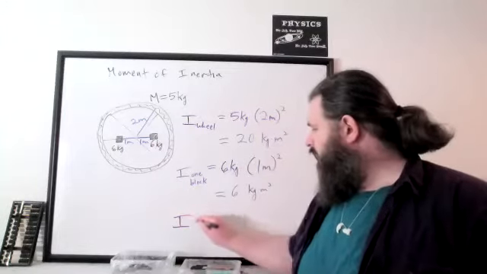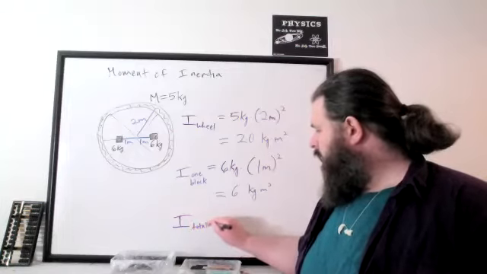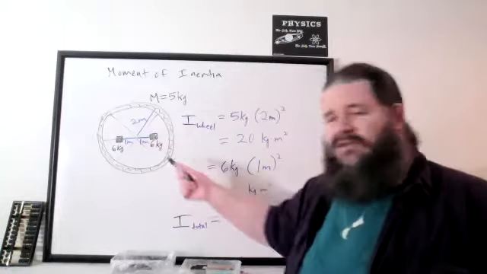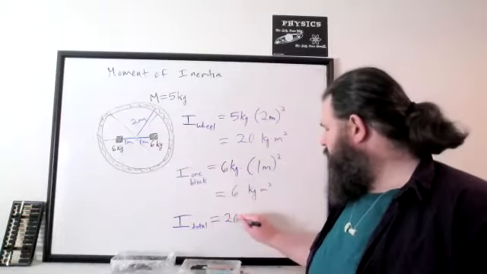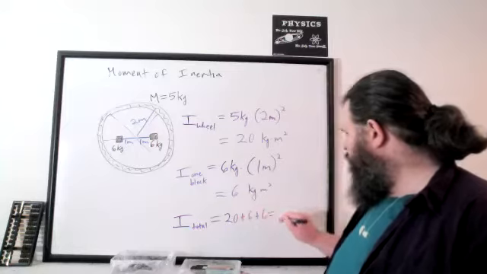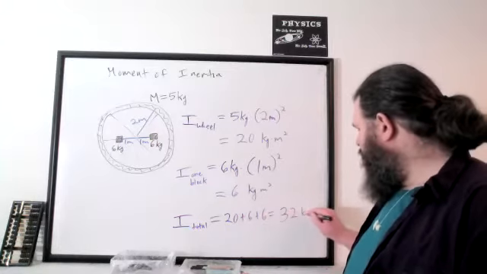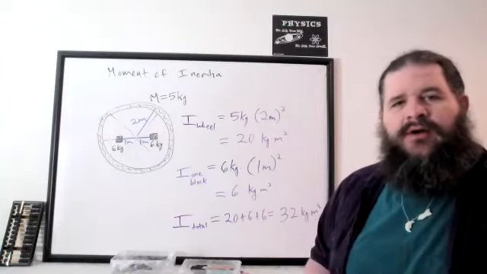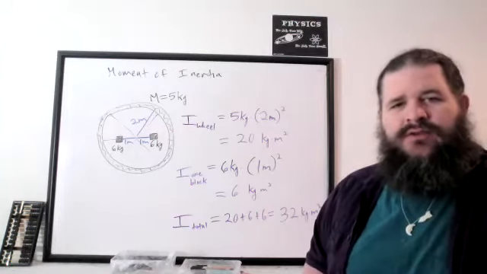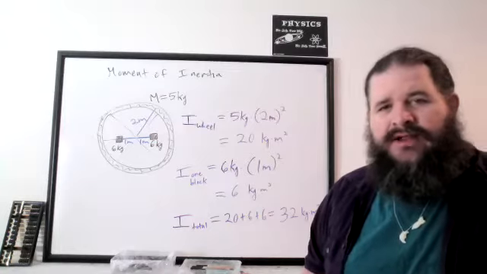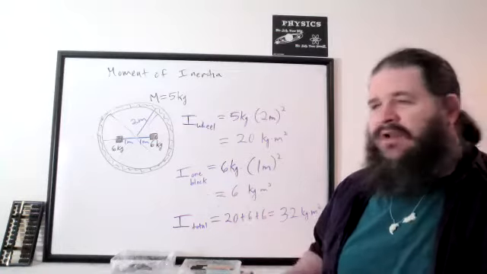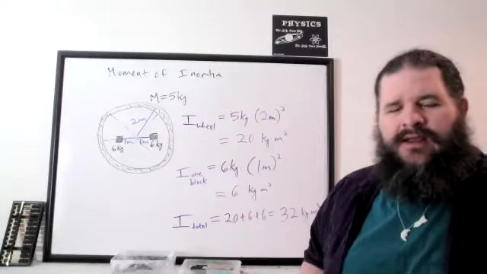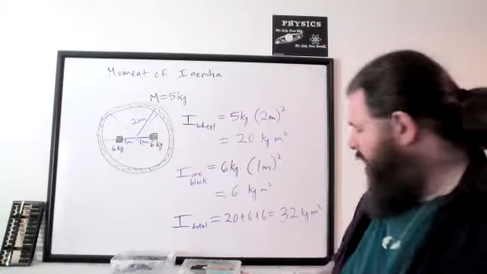So the total moment of inertia is going to be 20 plus 6 plus another 6, because we have 2 copies of that 6 kilogram object. So that'll be 32 kilogram meters squared. And this ultimately reflects how easy or difficult it is to change the rotational velocity of the object. If it has a very large moment of inertia, that means it's more difficult to change how fast it's rotating, and also to change what axis it's rotating around.